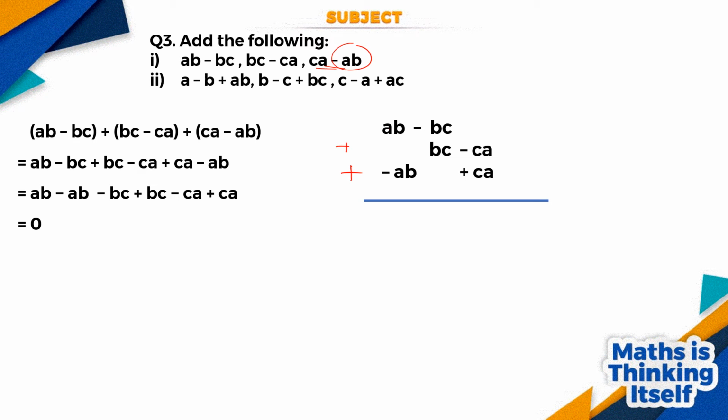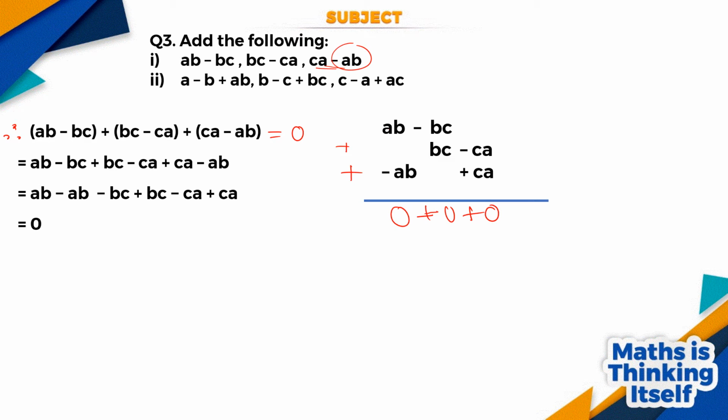So AB minus AB gives 0, minus BC plus BC gives 0, and minus CA plus CA gives 0. So answer is 0. Then after solving the column method, you have to write therefore sign and repeat this statement and is equal to 0, and which is your final answer.